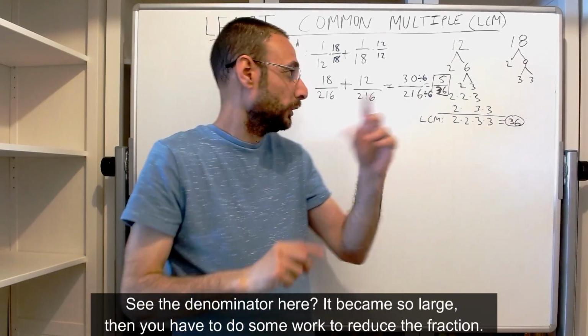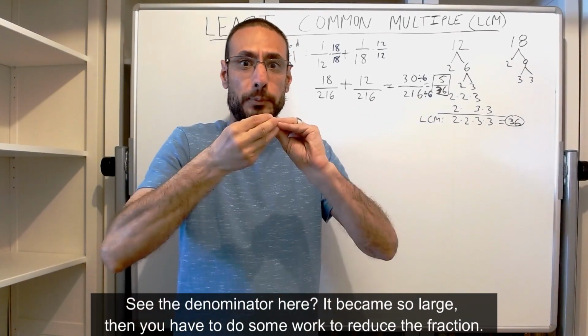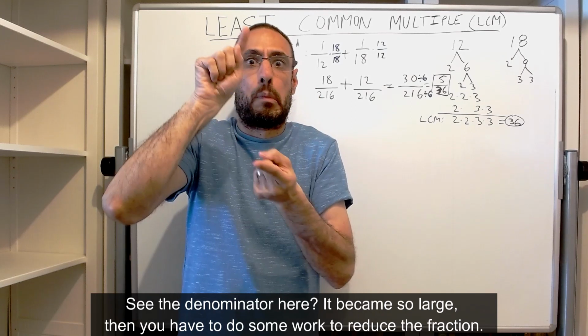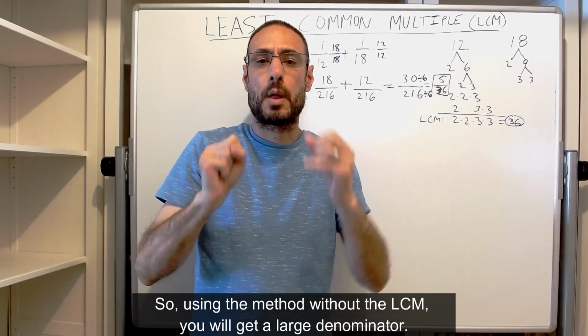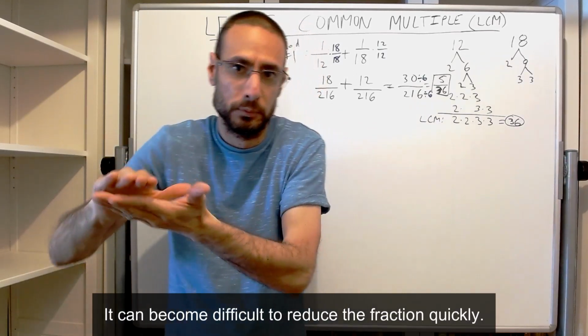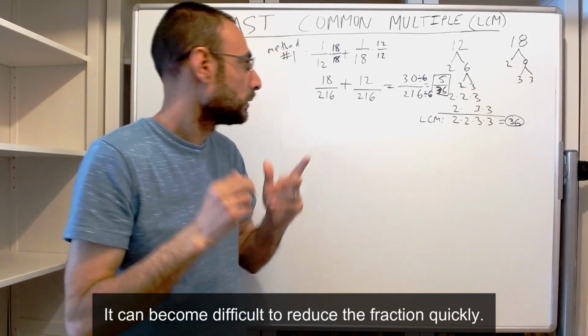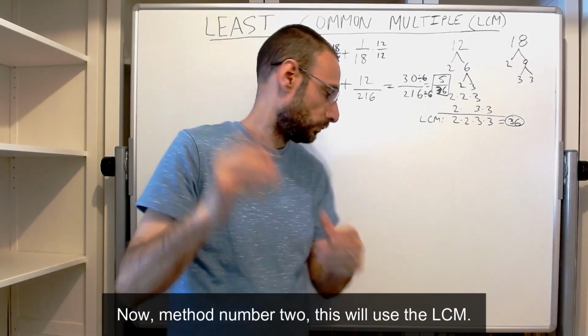See the denominator here? It became so large. Then you have to do some work to reduce the fraction. So, using the method without the LCM, you will get a large denominator. It can become difficult to reduce the fraction quickly. Now, method number 2. This will use the LCM.